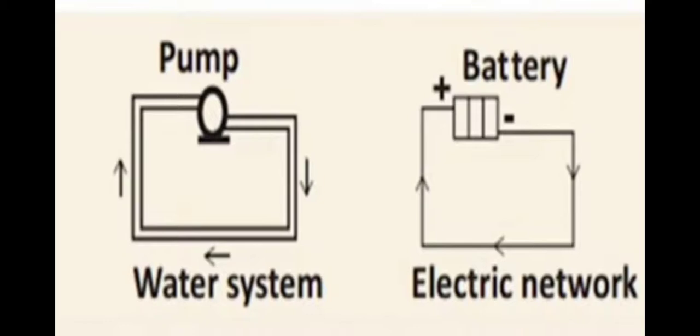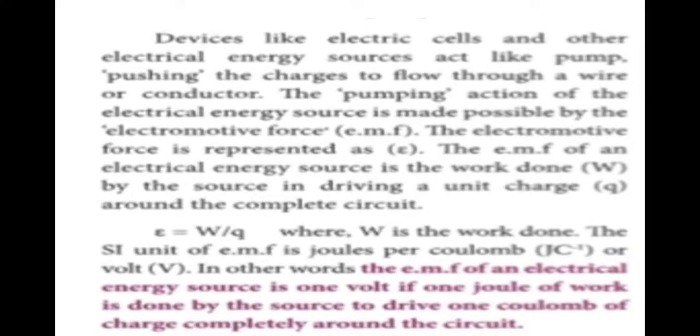EMF is denoted by the letter epsilon. The formula of electromotive force is epsilon equals work done by charge, epsilon = W/Q. The EMF of an electrical energy source is the work done by the source, here the battery, in driving a unit charge Q around the complete circuit.